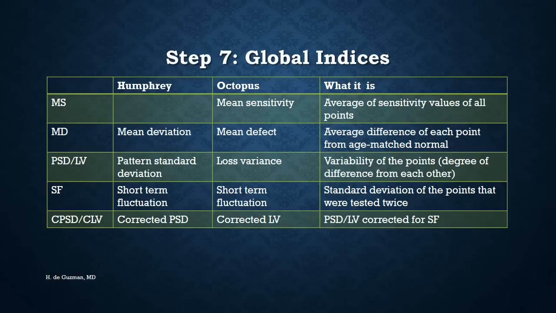And short-term fluctuation is the same for both tests. It is the standard deviation of the points that were tested twice. So on the shorter tests that only have one phase, there will be no value for short-term fluctuation. Corrected pattern standard deviation or corrected loss variance are the PSD or LV corrected for the short-term fluctuation.